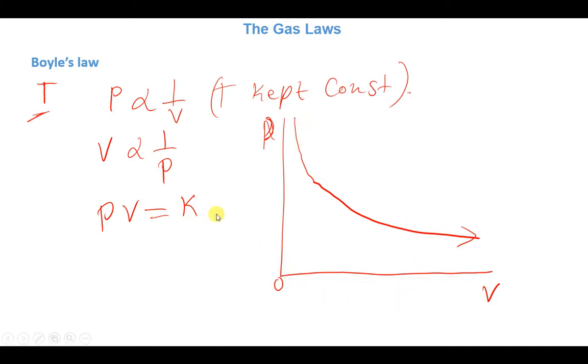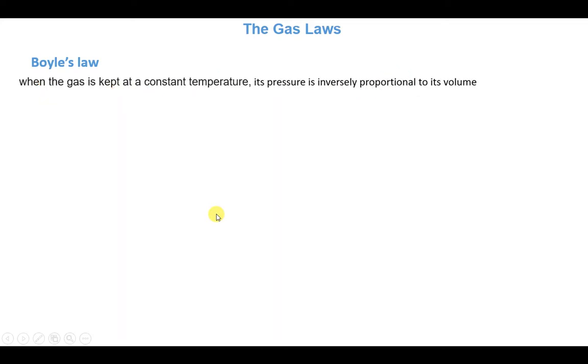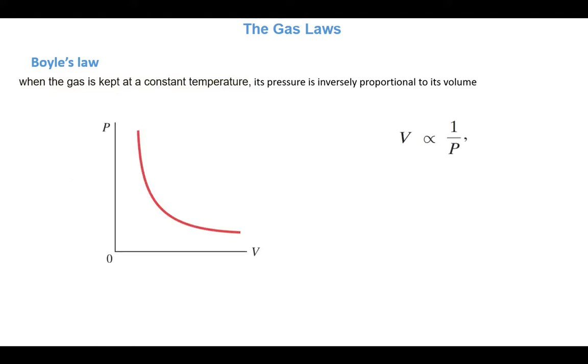Okay, so when the gas is kept at constant temperature, the pressure is inversely proportional to its volume. So that is Boyle's law. This is what I just sketched, and that is what I was just discussing.